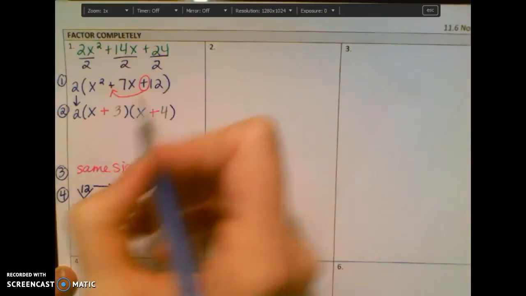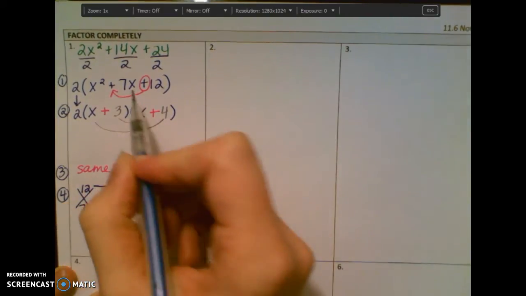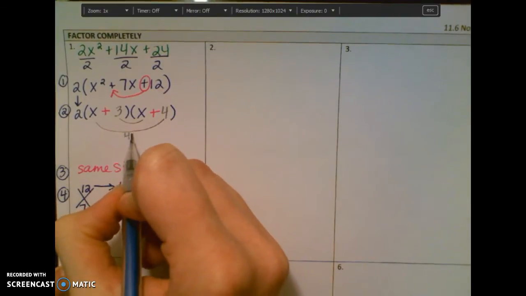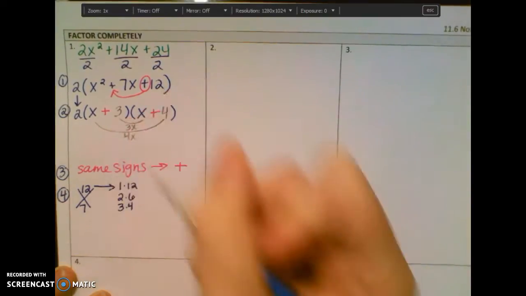So here comes George again, but the only part of George that we are going to use is the nose and the mouth, because what we want to know is, do these add up to get 7x? So I'm going to multiply the x times the 4, that gives me 4x. Multiply the 3 times the x, that gives me 3x.